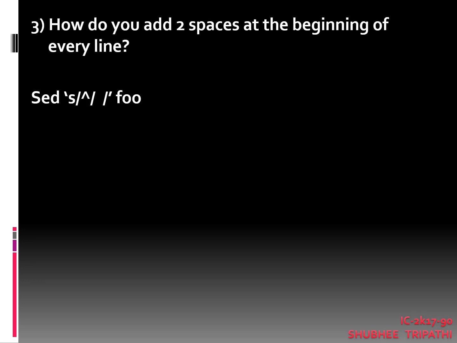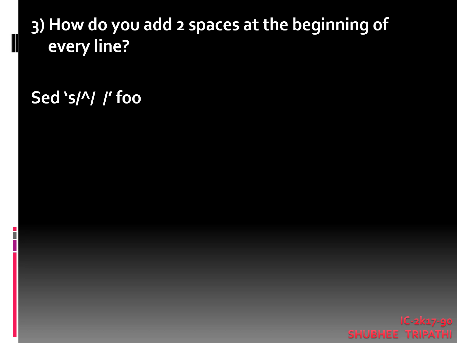Now we will discuss our third question, which is how do you add two spaces at the beginning of every line? Before we discuss this question, we should know what substitution is. Substitution is easily the most important feature of sed, and this is one job that sed does exceedingly well. It lets you replace a pattern in its input with something else. The use of regular expressions enhances our pattern matching capabilities. We feature some more regular expression characters that make the use of sed so compelling.